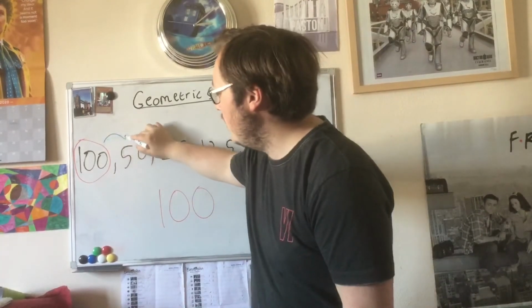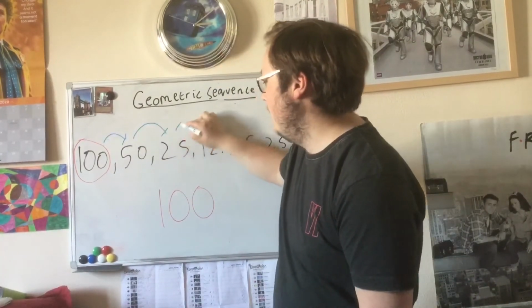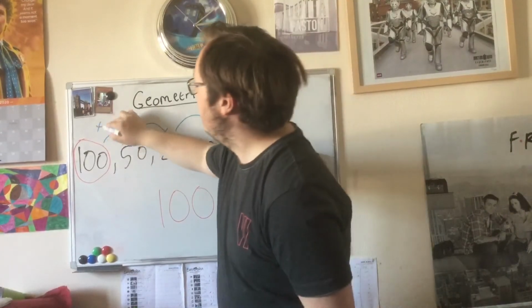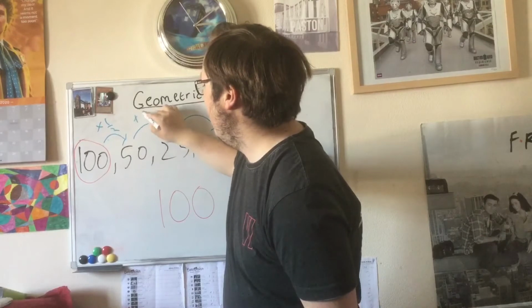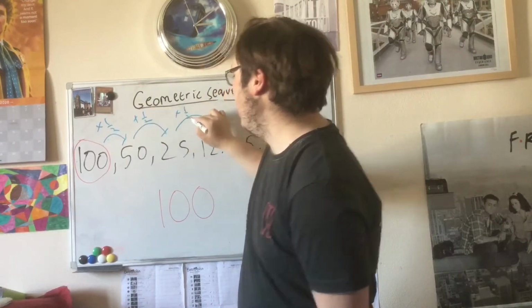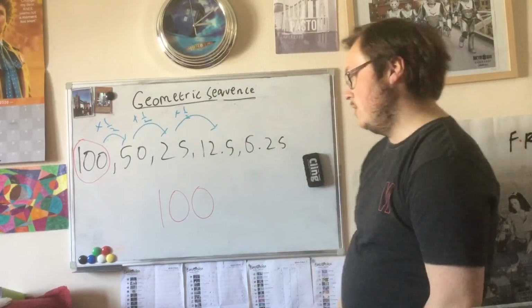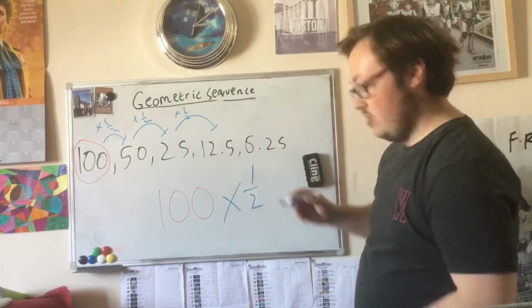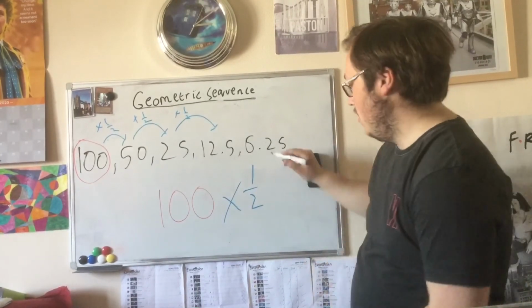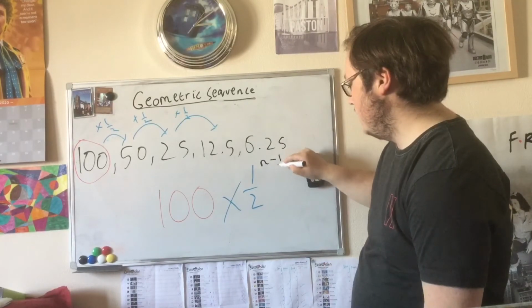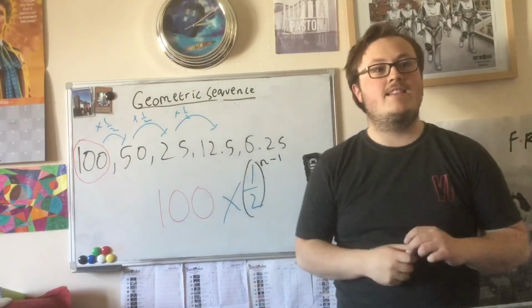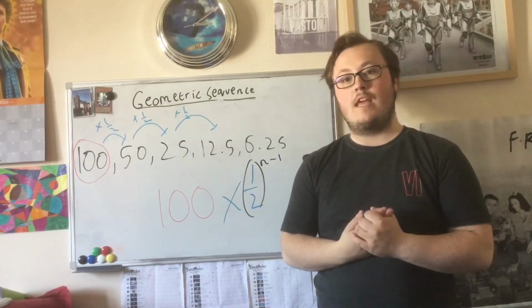So how do we get from 100 to 50? 50 to 25? 25 to 12.5? Well, you're multiplying by a half every time. So the nth term would be 100 times a half to the power of n minus 1. And that is it. It's so simple when you think about it.